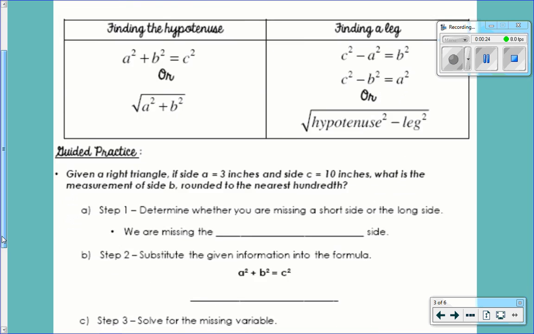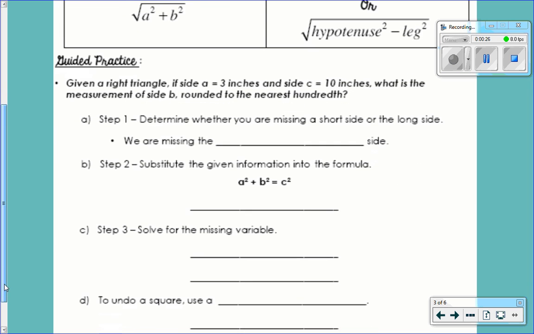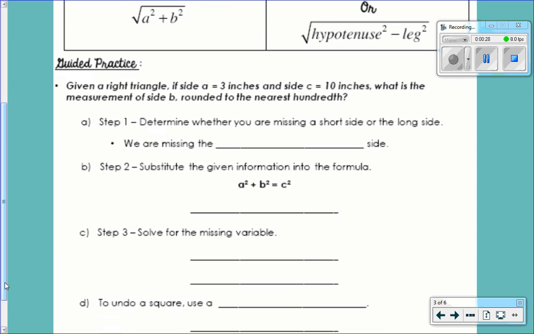Let's look at our first example. Given a right triangle, if side A is 3 inches and side C equals 10 inches, what is the measurement of side B rounded to the nearest hundredth? Do we have a picture? Yeah. What do we do? Please draw a picture.